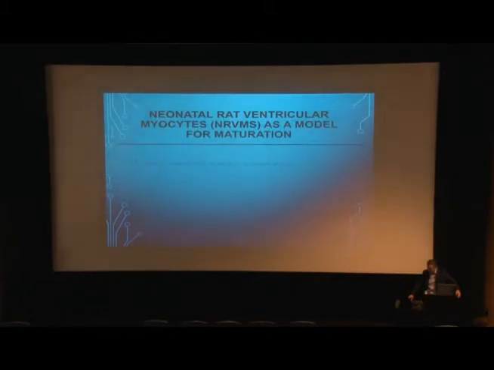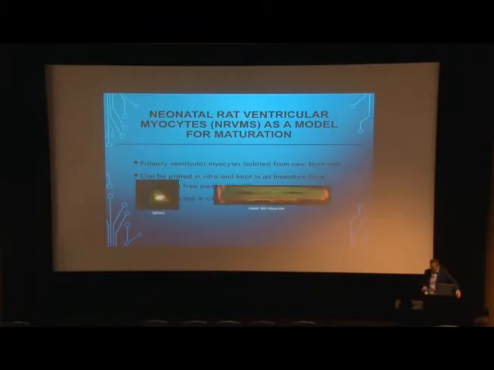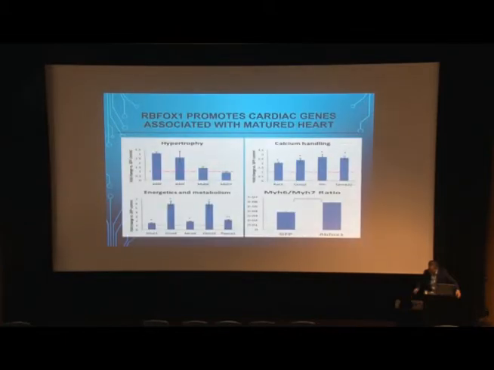So we asked a very simple question: does RBFOX1 really matter in terms of cardiomyocyte maturation? We used neonatal heart myocytes in our in vitro system to test that by expressing RBFOX1 specifically in the neonatal myocytes. And we see that indeed the calcium handling proteins are much higher, and the alpha-beta ratio is also changed, increased. Those are signs of maturation. And we also see an increase of metabolic gene expression.